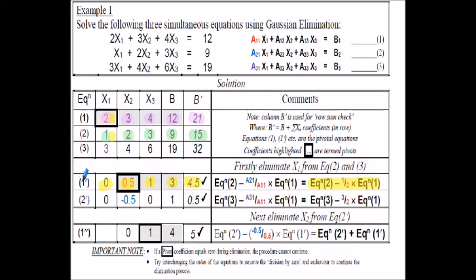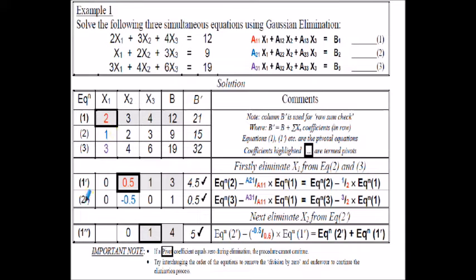So now we can apply the row sum check to equation 1 dash. If we add up 0.5, 1 and 3, we get 4.5, and that's the value in the B dash column. So this shows that our arithmetic at this stage is correct.